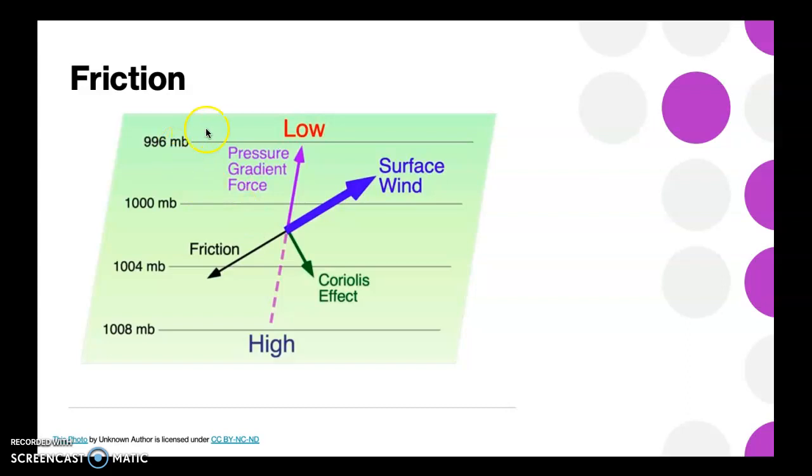And looking at this map, we can see that the isobars, which are these lines right here, are showing us that the wind speed would be weak where they are farther apart. The closer that they are, the greater the wind speed would be.